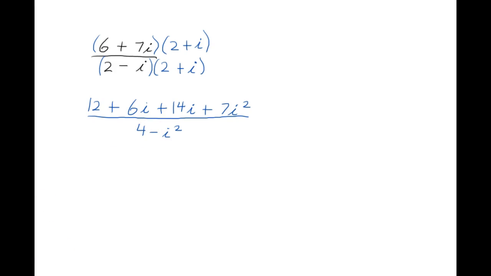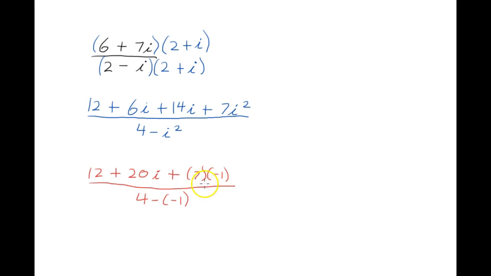Okay, let's clean this up a little bit. I'll change colors and write the next line. Combine like terms, if you will. You've got 12 plus 20i plus, now, 7 times i squared. Well, that's 7 times negative 1, because i squared is equal to negative 1. Likewise, in the denominator, I've got 4 minus negative 1, because i squared is equal to negative 1.